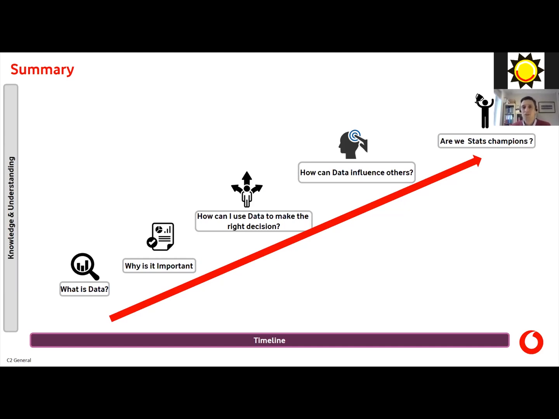And then you're going to come out of the other side and realize that, yes, I am now a stats champion. I now understand what data is, why it's important, and how I can use it to make the right decision. You're going to think about how you're going to present it to people. So do you want to show them in a graph, in a Word format? That is what you need to be thinking about in terms of how you present your data.